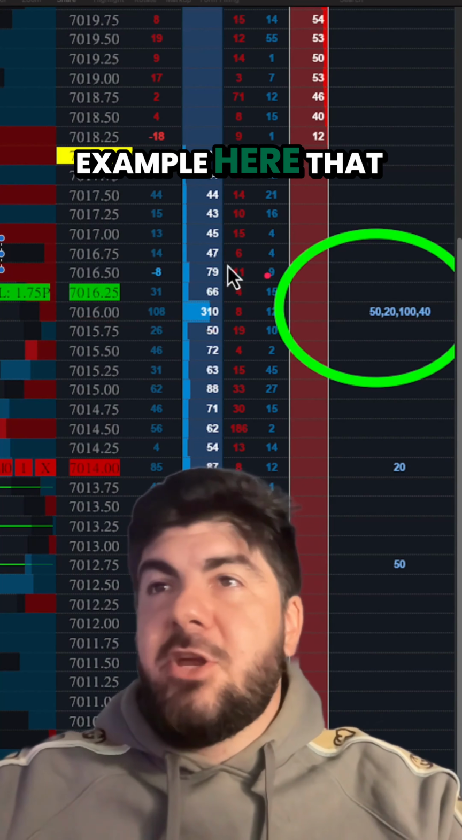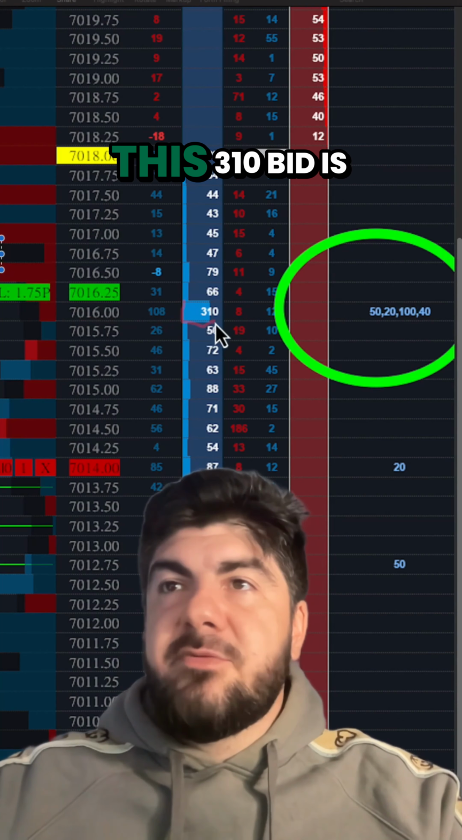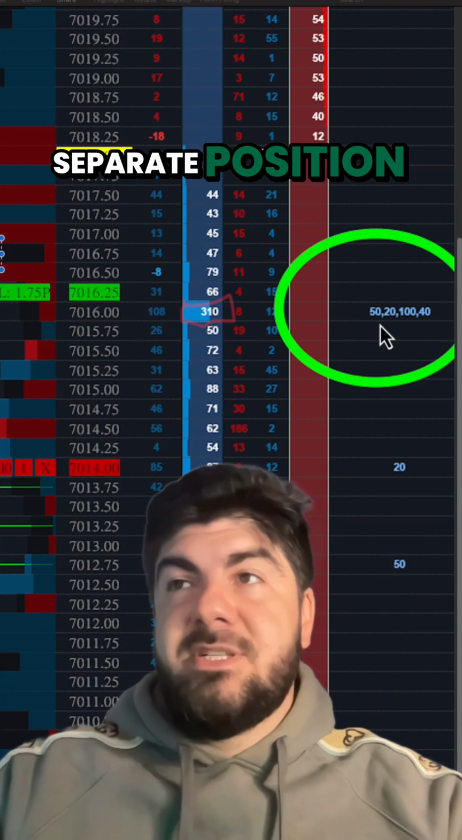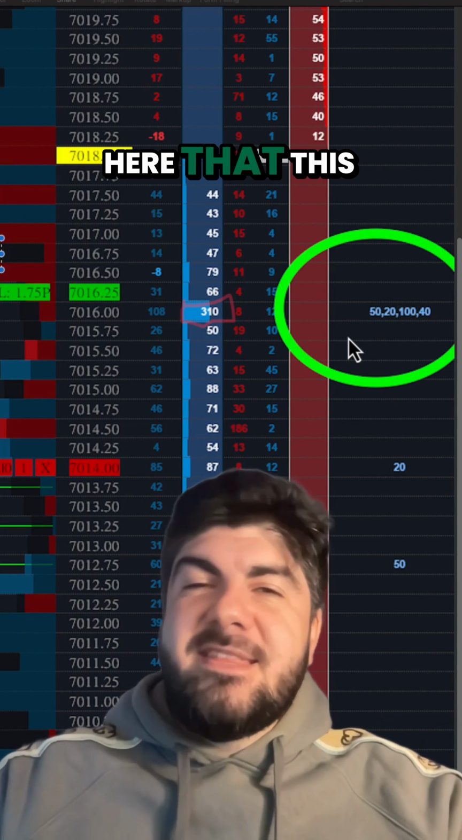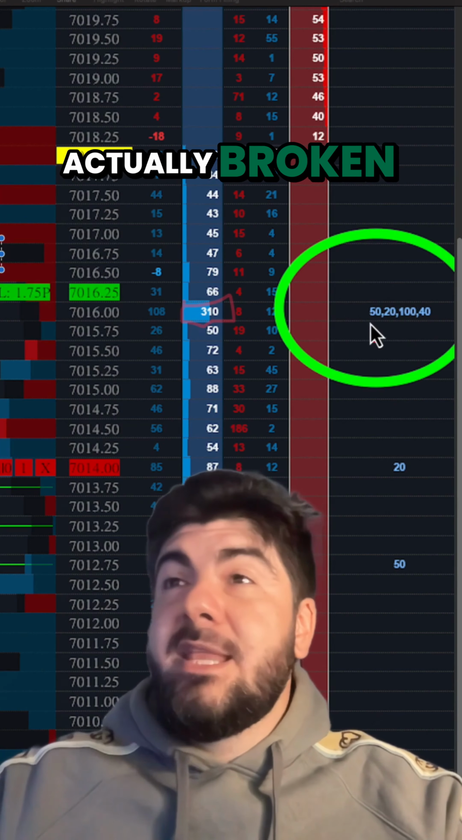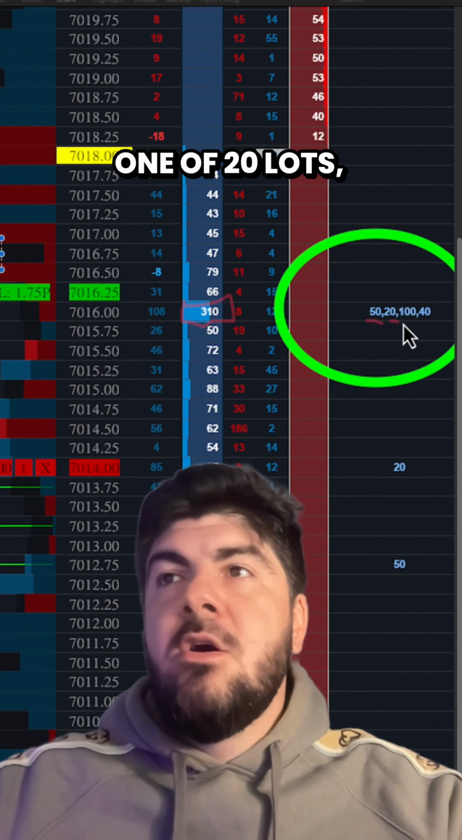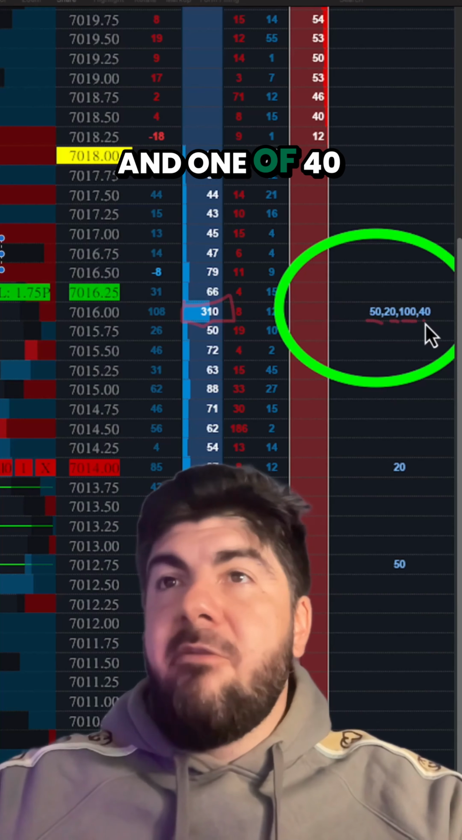So in this example here that you're looking at, you could see this 310 bid is actually comprised of 4 separate position orders. You could see here that this 310 bid is actually broken down into 4 separate orders, one of 50 lots, one of 20 lots, one of 100 lots, and one of 40 lots.